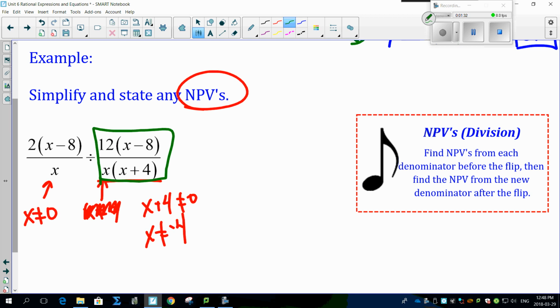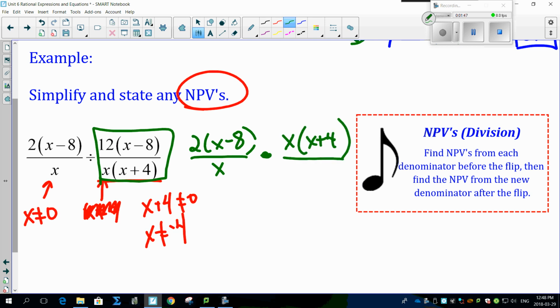So far we're good. But don't forget that afterwards we take this guy and we flip it. That means this becomes 2x minus 8 over x, times, and I'm going to use a dot instead of an x, x plus 4 over 12x minus 8. Now, if you think about that, we now have something new in the denominator. Which means, guess what? We have to state the NPVs of that as well.